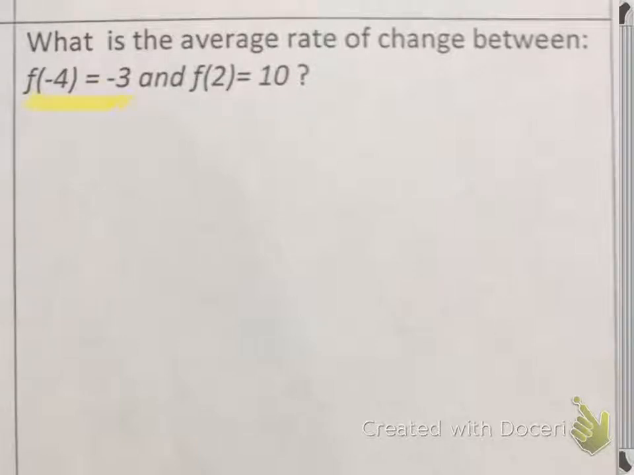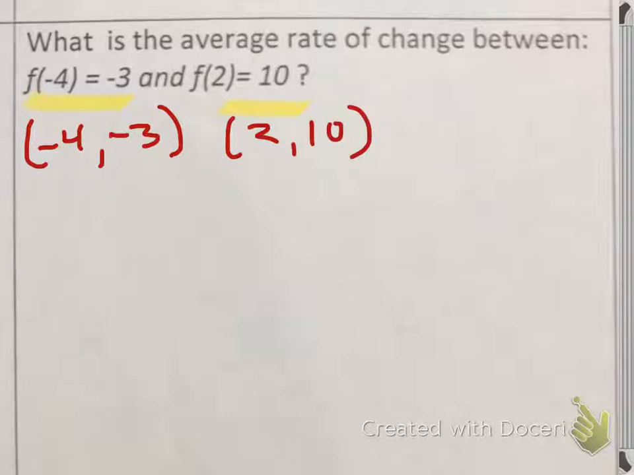So this is really nice because guess what they just gave me right here? They gave me ordered pairs. They gave me negative 4, negative 3, and they gave me 2, 10. So they gave me my ordered pairs. All I have to do is sub them in. So x1, y1, x2, y2. We're going to substitute them in.